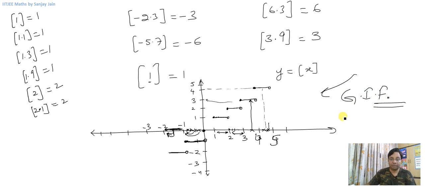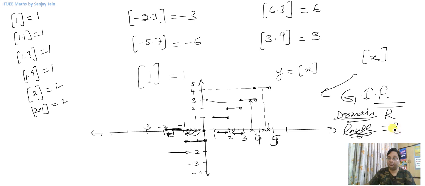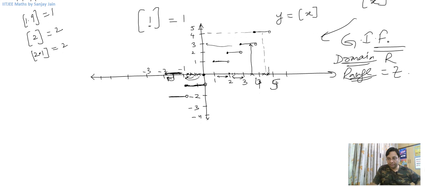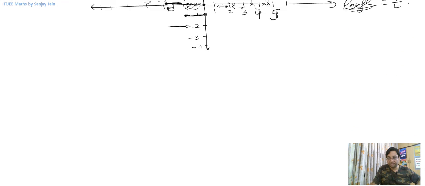Now let us talk about domain and range. So what is the domain? You can put any real value of x, right, and it will return only the integral values. So the range is the set of integers. So I now think that you have understood these basic functions.